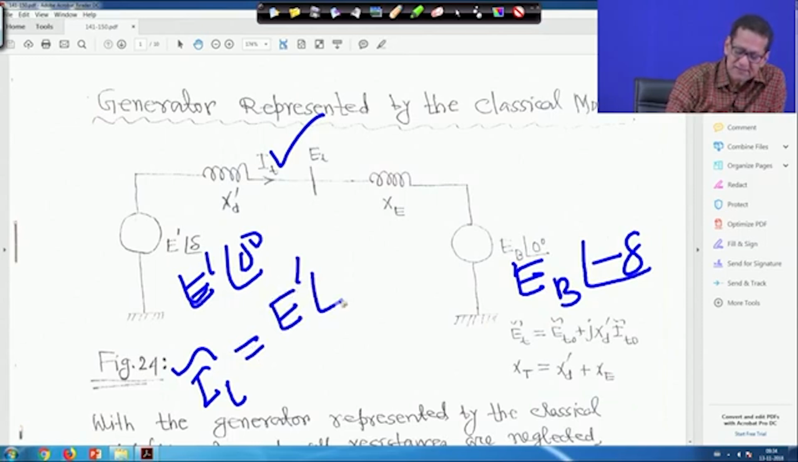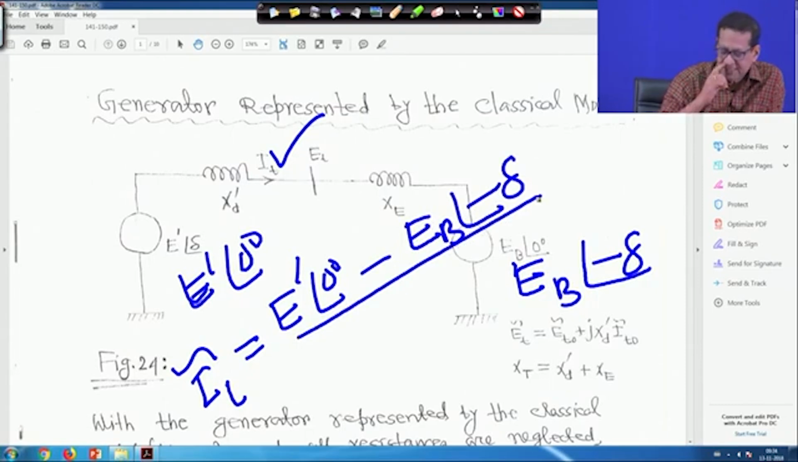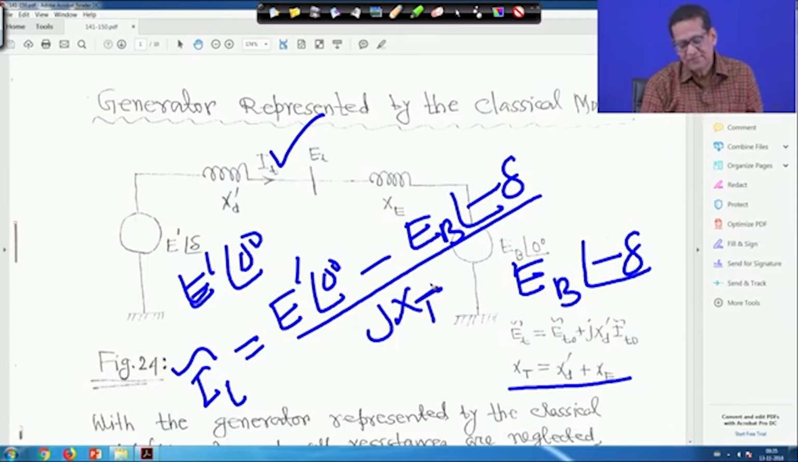E' angle 0 degree minus E_b angle minus delta, divided by x_d' plus x_e, where x_t is equal to x_d' plus x_e. So, we can write j, it is reactance, so j divided by j x_t. This way you can make that this is my I_t tilde, the phasor representation. Instead of writing this, the other thing is also true, that E angle delta minus E_b angle 0, for our earlier analysis we have made the same thing; it is actually the same thing, meaning is the same.